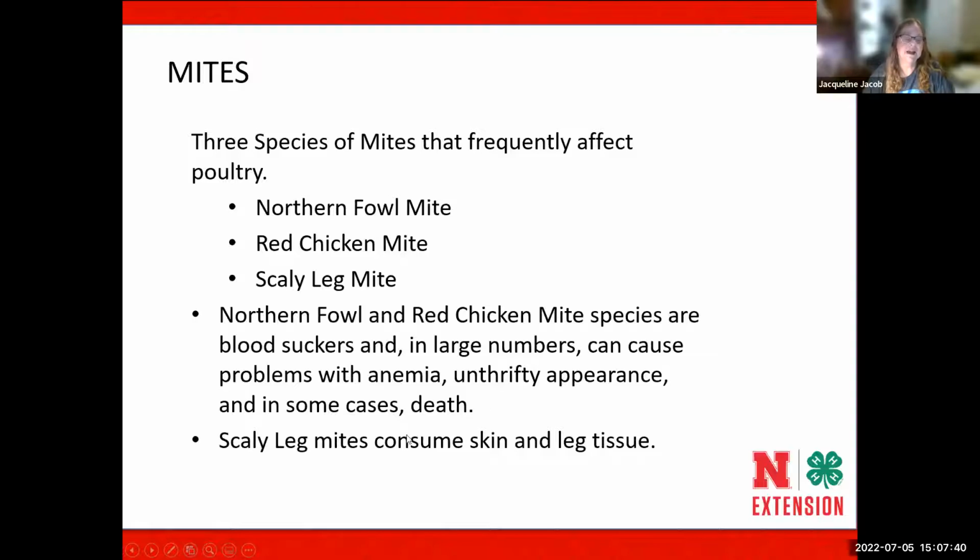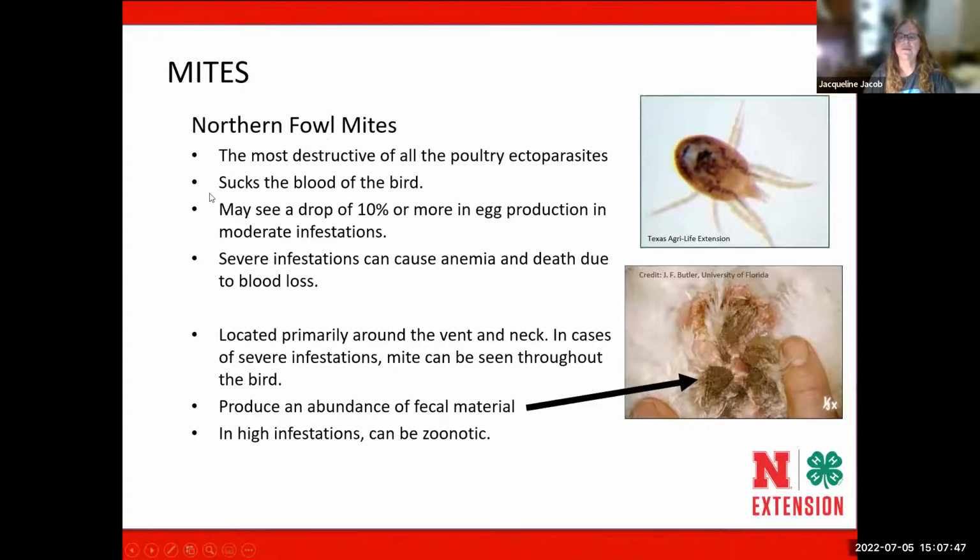And scaly leg mites consume skin and leg tissue more than bloodsucking. So this is the northern fowl mite. You can usually find it at the rear end of the bird. Sometimes what you see is the fecal material or the eggs that are there. You may see a drop of 10% or more in egg production with moderate infestations. Heavy infestations can cause anemia and death because of blood loss.